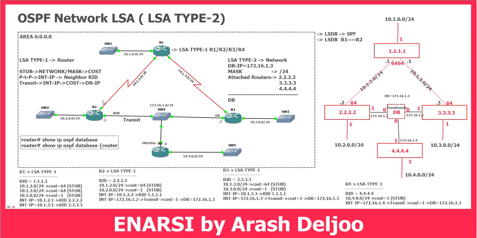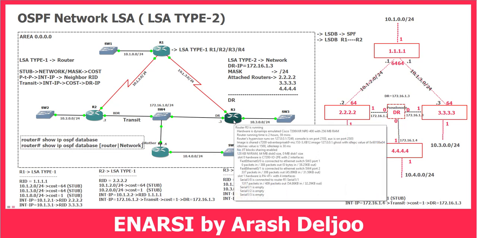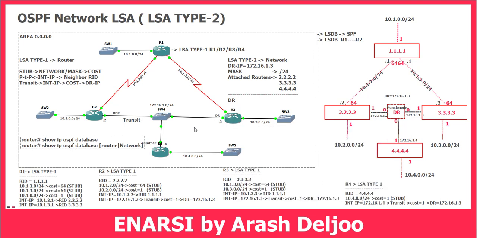Router means please show me LSA type 1. Network means please show me LSA type 2. You know that when you have 4 routers, you will have 4 LSA type 1, meaning 4 router LSAs. When you have 1 transit network, you have 1 LSA type 2. In this network, because we have 4 routers, we will have 4 LSA type 1, and also because we have 1 transit network, we have only 1 LSA type 2.